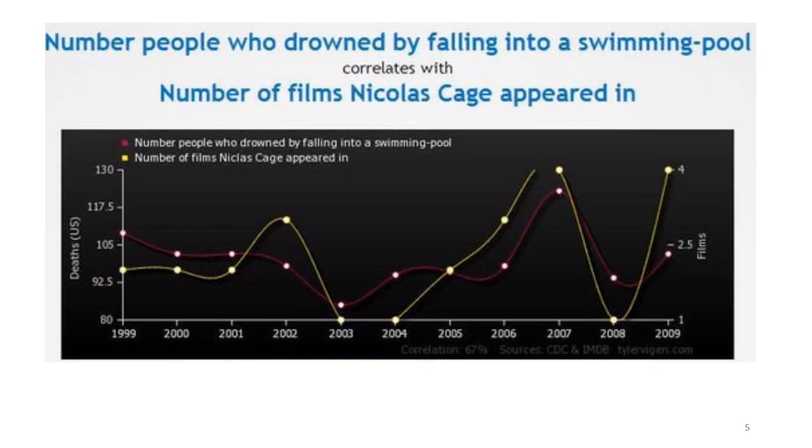The number of people who drown by falling into a swimming pool increases as the number of films Nicolas Cage appears in increases. Does this mean Nicolas Cage films caused people to drown in the swimming pool? No, this positive correlation happens by coincidence, so it does not mean Nicolas Cage films caused people to drown.